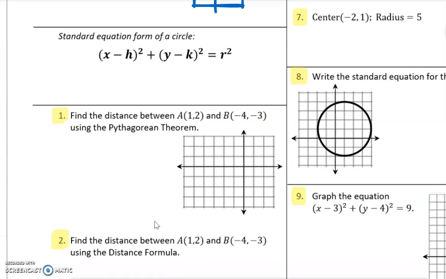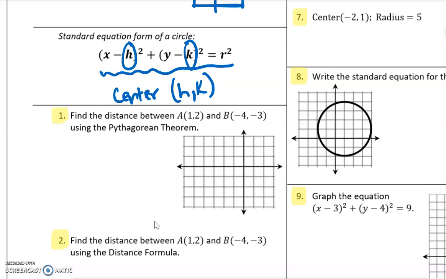Here is the standard form equation of a circle. This is in your notes, okay, where the center of the circle is h comma k. So your h value and your k value is the center of the circle. And then the radius of the circle is r, your r value.